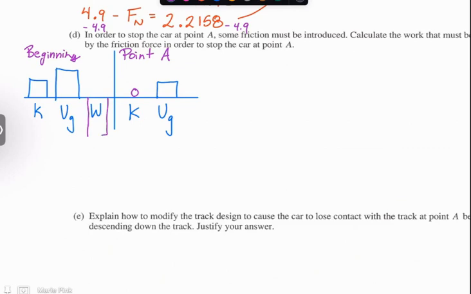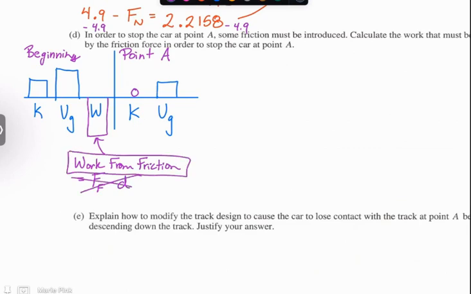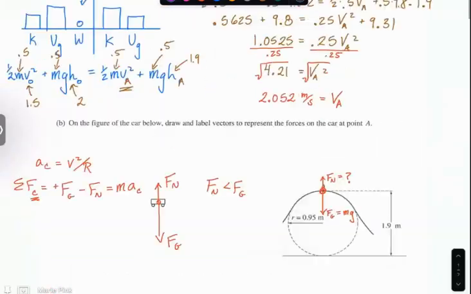So this is going to be the work from friction. And this work from friction is equal to the force of friction times distance. But we don't care about that. We just care about how much work it is. And so the work is going to be negative because it's going to be removing energy from the system because it needs to make it slow down. And then we just can plug all the rest of the numbers in the way they were. So I'm going to go up here and I'm going to steal it all.